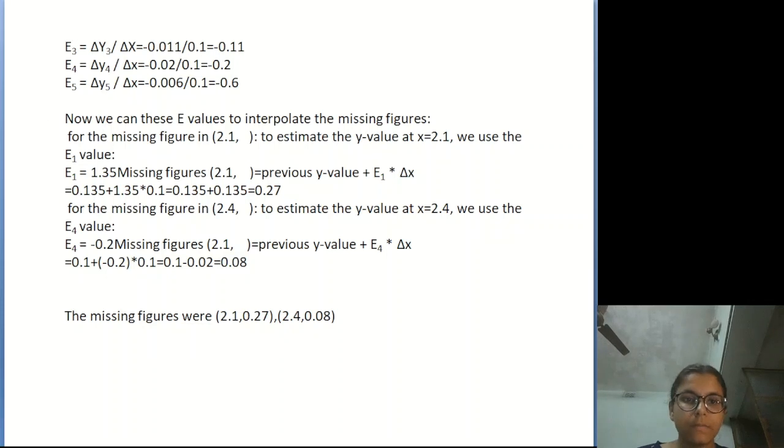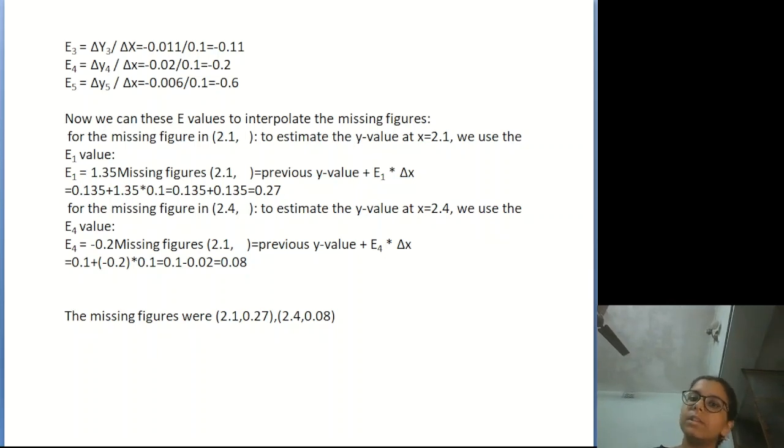For E3, for E4, and lastly for E5. You can see all the values that I have generated here. And that's it for all the shift operators. Now that we have all the shift operators, let's interpolate the missing figures.